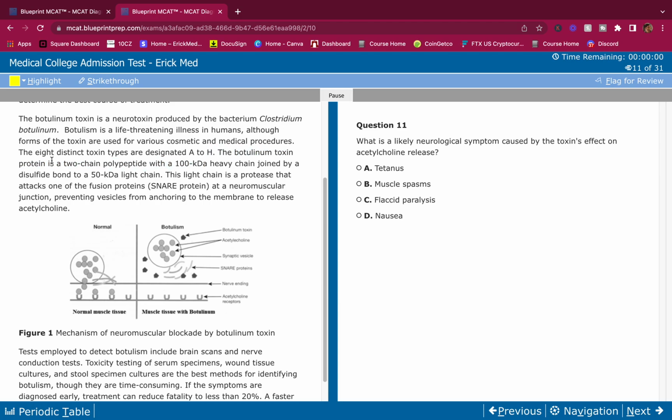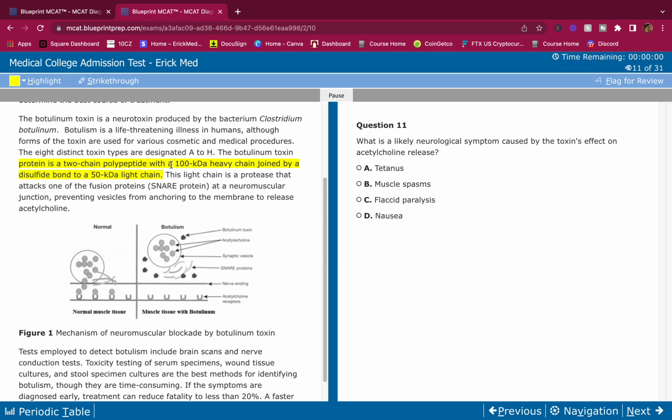All right, I'm going to highlight this part because it involves my content review. I should know for my content what a disulfide bond is. I should know what a heavy and light chain are. I should know, basically, how this protein would look in my head.